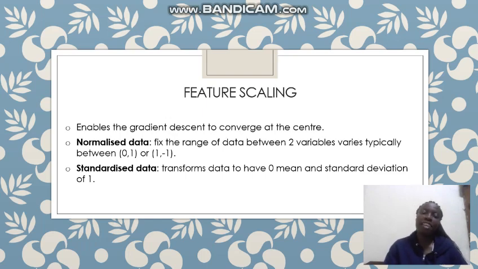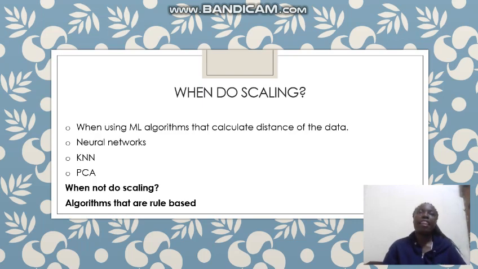Then we have feature scaling, which enables the gradient descent to converge at the center, and this is done by normalizing and also standardizing data. Then when do we do scaling? We usually do scaling while using machine learning algorithms that calculate distance of the data, then while using neural networks, while using the k nearest neighbors, as well as the PCA. And when do we not do scaling? This is usually done when algorithms are rule-based.